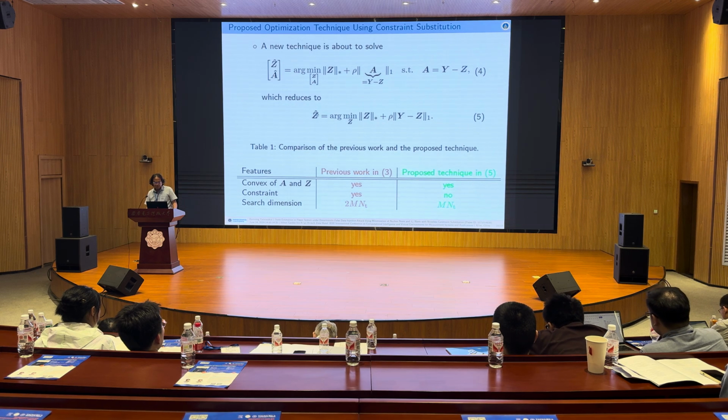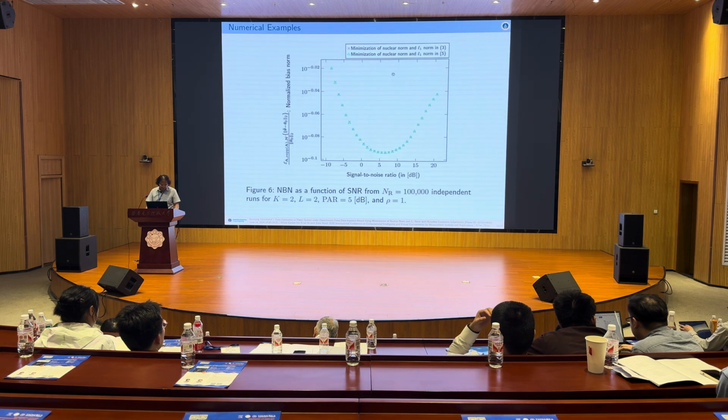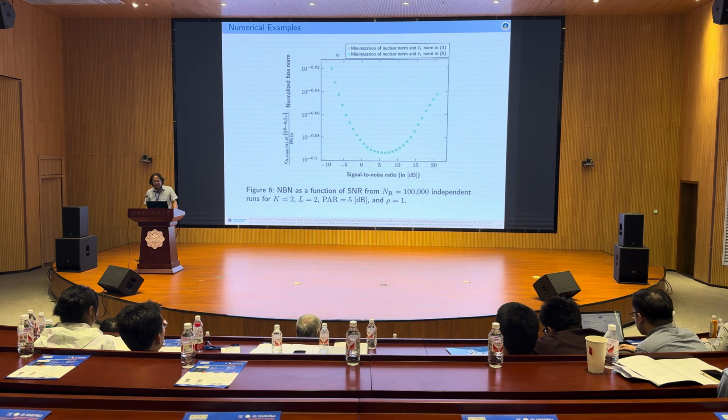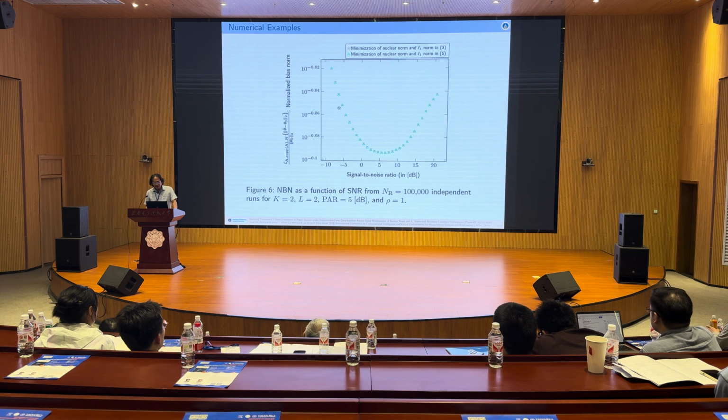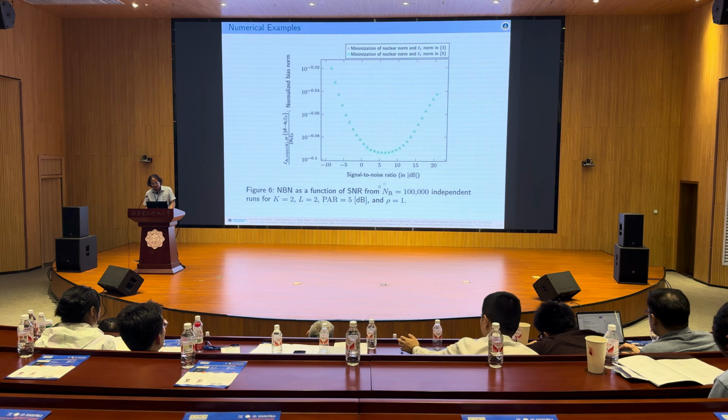But in our work, we need to search for only Z. That's why the search dimension is reduced by half. Okay, so let's have a look at the numerical simulation. The error of theta, which is the state vector that we would like to know, from the previous technique and our technique remains the same. You can see that the plots are nearly the same everywhere according to several values of signal to noise ratio.